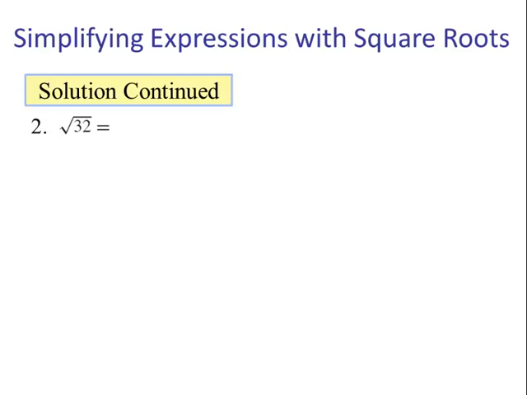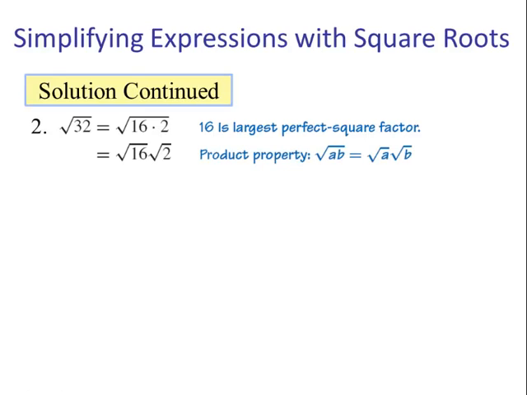Number 2, square root of 32. So we need to think, what is the largest perfect square that will divide into 32? Now 4 is a perfect square and it will divide into 32. So it is a factor, but it's not the largest factor. The largest is 16. 16 times 2 is 32. Using the product property, we can write it as the square root of 16 times the square root of 2. The square root of 16 is 4, so we have 4 times the square root of 2. And sometimes in short we say 4 radical 2. Radical 32 is the same thing as 4 radical 2.